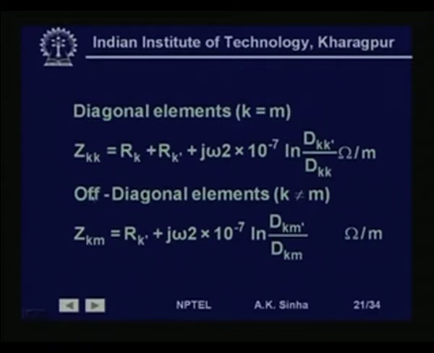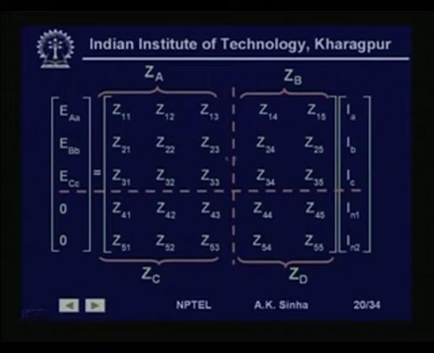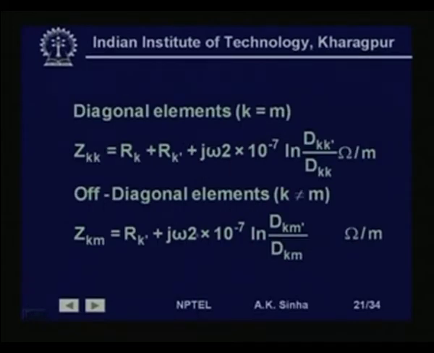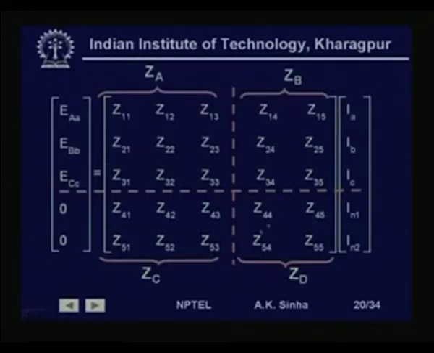The off diagonal elements, that is Zkm, which is basically Z12, Z13 or Z54, all these off diagonal elements, that is when k is not equal to m, are given by Rk dash plus j omega into 2 into 10 to the power minus 7 log n dkm dash by dkm ohms per meter. So, we can compute all these diagonal and off diagonal elements, that is the elements of this impedance matrix, using these relationships.